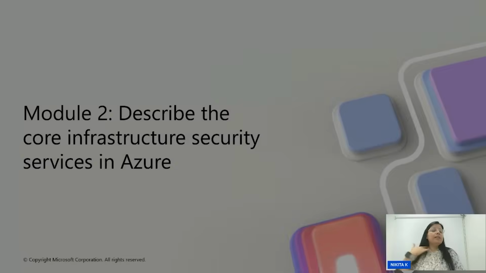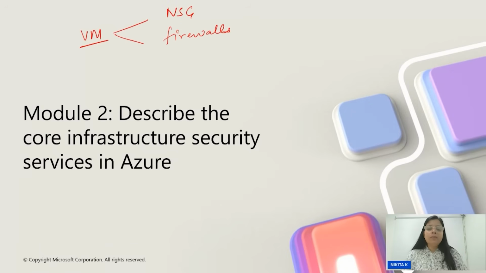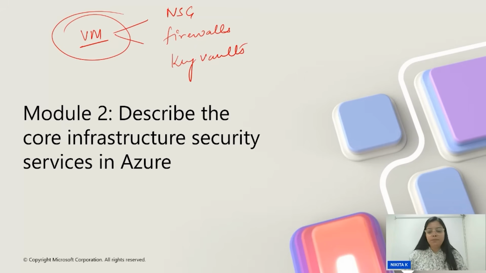Moving ahead, now we will be discussing how we can maintain the core infrastructure security. When I say infrastructure security, it will be your virtual machines, how you can protect your virtual machines, how you can protect your workloads. Can you think of different ways of protecting your workload? Let's say I want to protect my virtual machine. It can be your NSG, it can be your firewalls, and there are other ways by which you can protect your workloads. If I am using storage accounts, I can use the key vaults and so on.